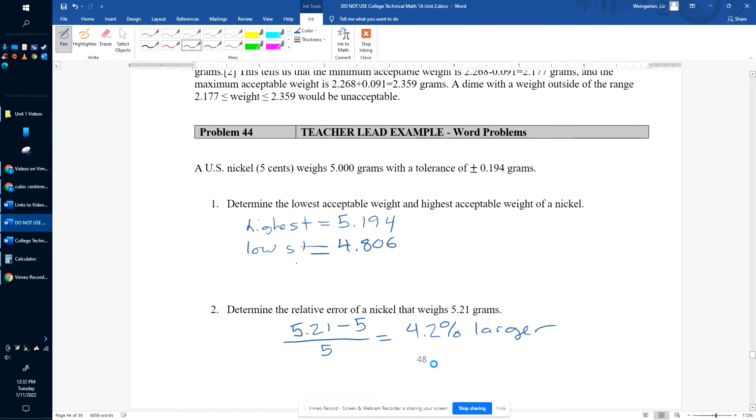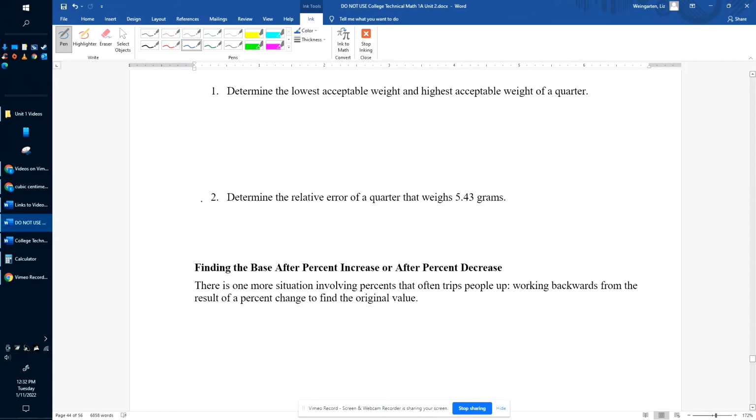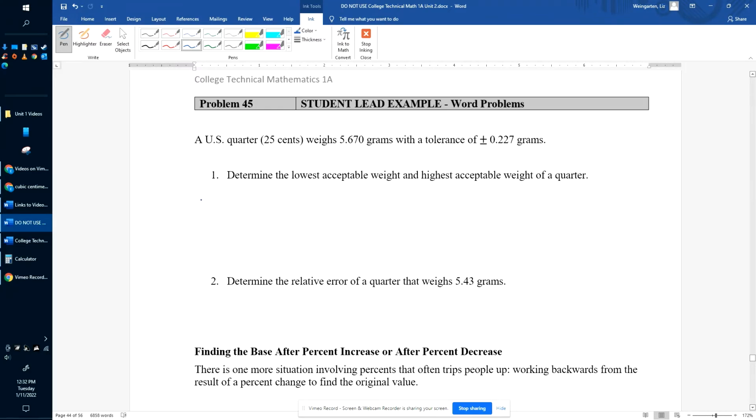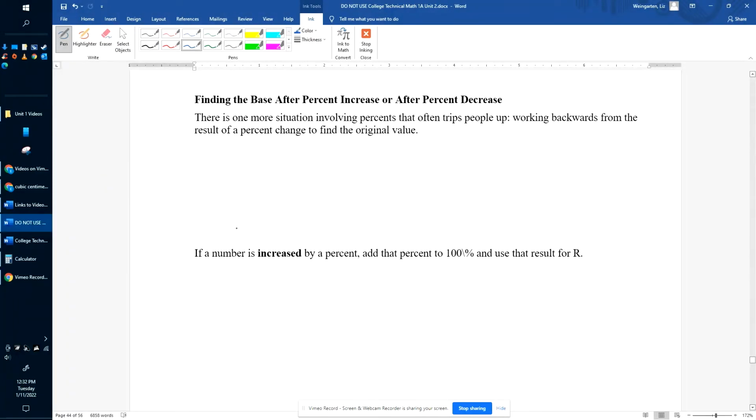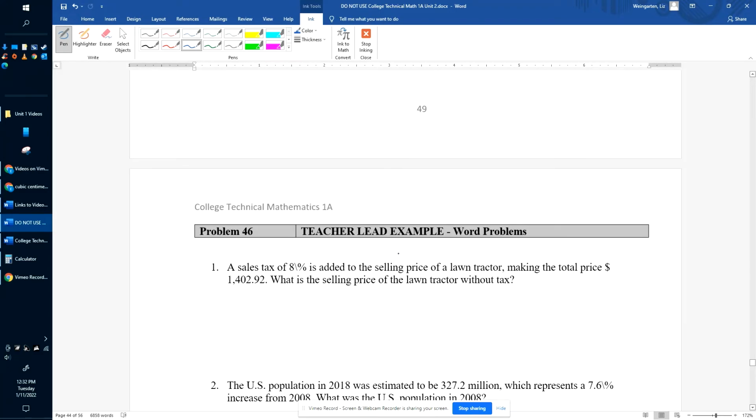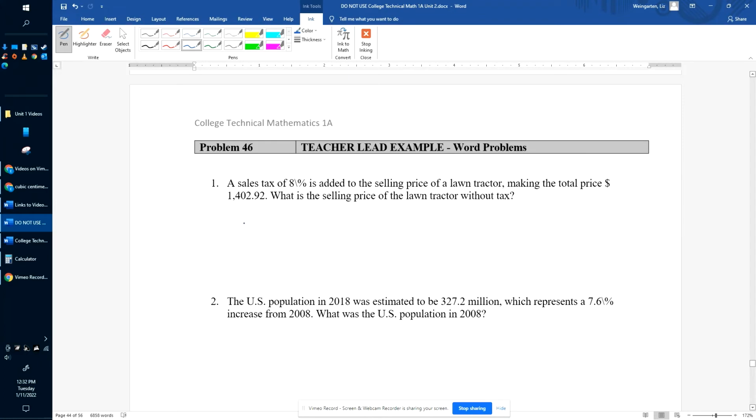If you'd like to, you can take a moment to work on problem 45. It's going to be very similar, but we are going to move on to this problem, finding the base after a percent increase or percent decrease. So if a number is increased by a percent, add that percent to 100, and we will use that result for R. Let's take a look at some examples.